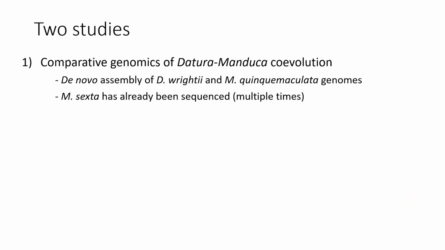I'm working on two different studies, the first of which is a comparative genomics study looking at Datura and Manduca coevolution. I'm working on de novo assemblies of the Datura wrightii and Manduca quinquemaculata genomes. Luckily, Manduca sexta has been a model species for decades and thus has already been sequenced a few times. And quite recently, within the past couple of years, a high quality chromosome scale assembly has been published.